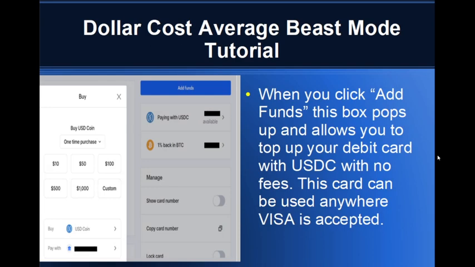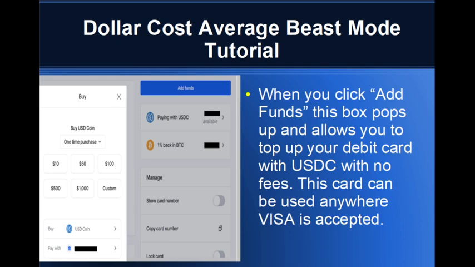When you click add funds, this box pops up and allows you to top up your debit card with USDC with no fees. That's very important. I'm big on no fees, minimizing fees, minimizing moving things around, keeping things as simple as possible, and eliminating losses and taxes and things like that. So this card can be used anywhere Visa is accepted. You're just taking your fiat dollars, converting them to cryptocurrency dollars, USDC, and then you can trade with them here on Coinbase, or you can purchase your goods and services that you need and get 1% back in Bitcoin. So yeah, that's a pretty good deal, I think.